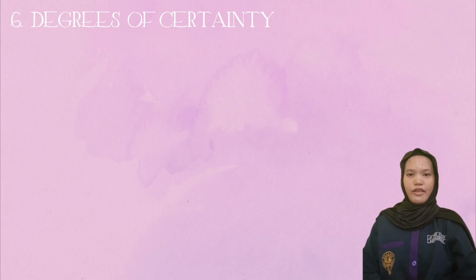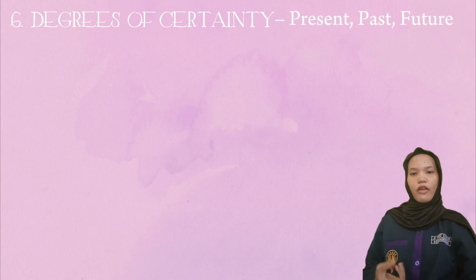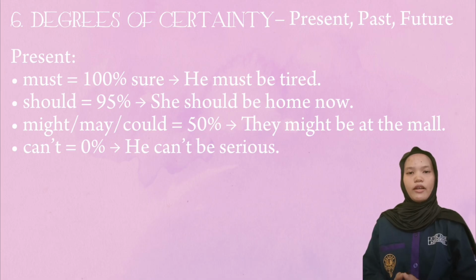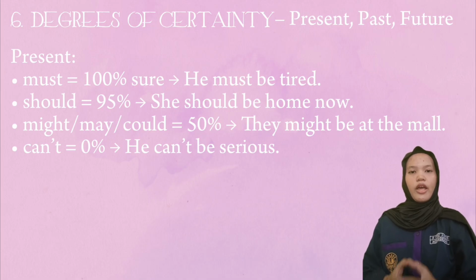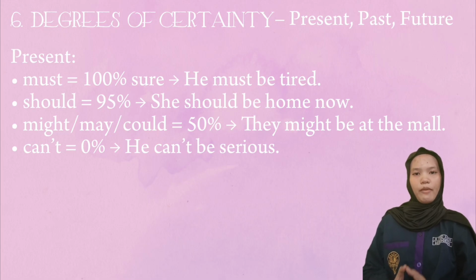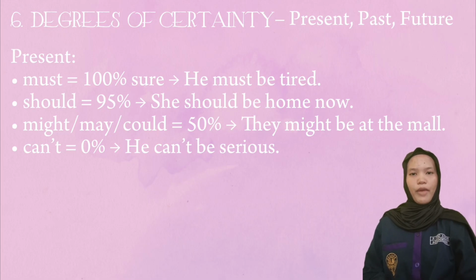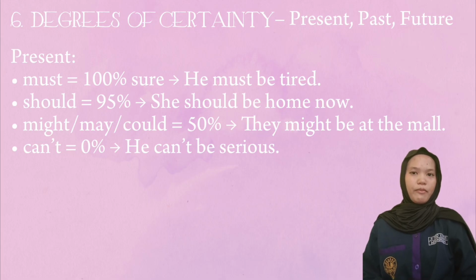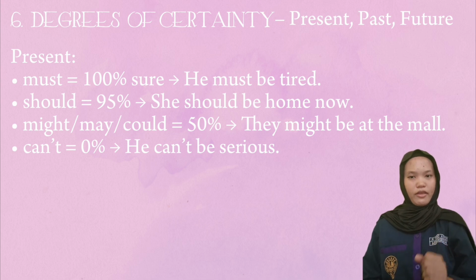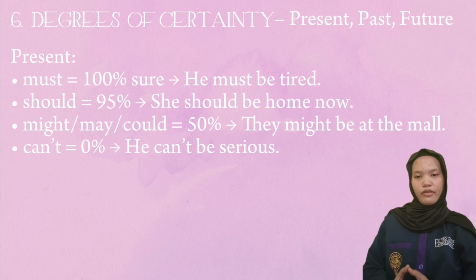Degrees of certainty: present, past, future. Present: must is 100% sure. He must be tired. Should is 95% sure. She should be home now. Might or may or could is 50%. They might be at the mall. Can't is 0%. He can't be serious.